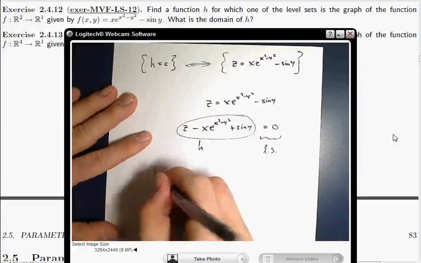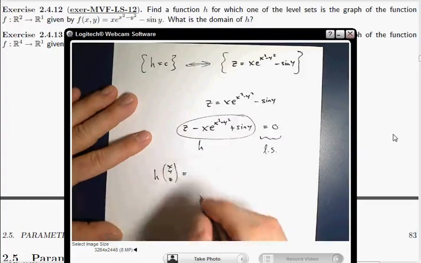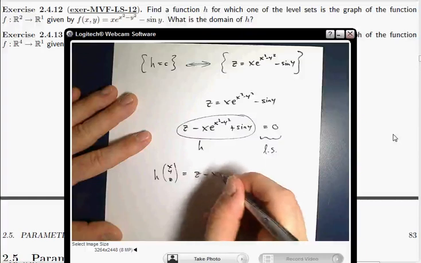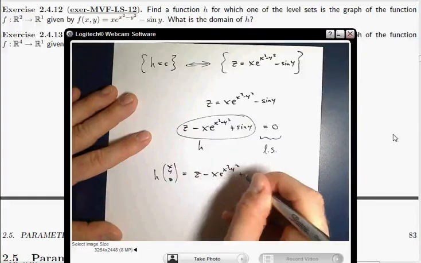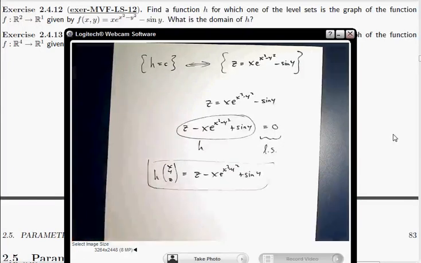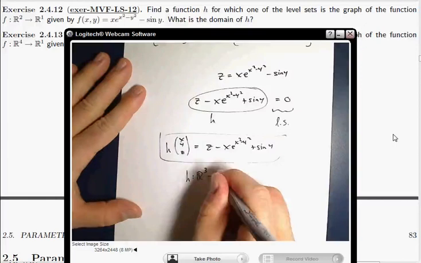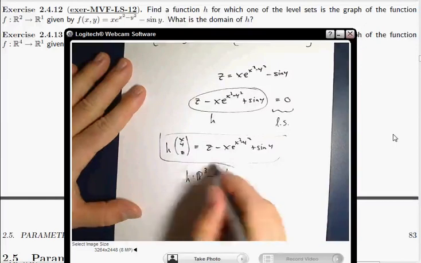So h now is a function of x, y, and z, and it is equal to z minus x e to the x squared minus y squared plus sine y. So it's really that easy. Yeah, so this is an interesting exercise. In fact, we're going to very often find ourselves in this situation where we've got some surface that's given as a graph, but I need to reinterpret it as a level set. So the dimension now jumps to R3. Yeah, h here is a function whose domain is R3, a real valued function on R3.